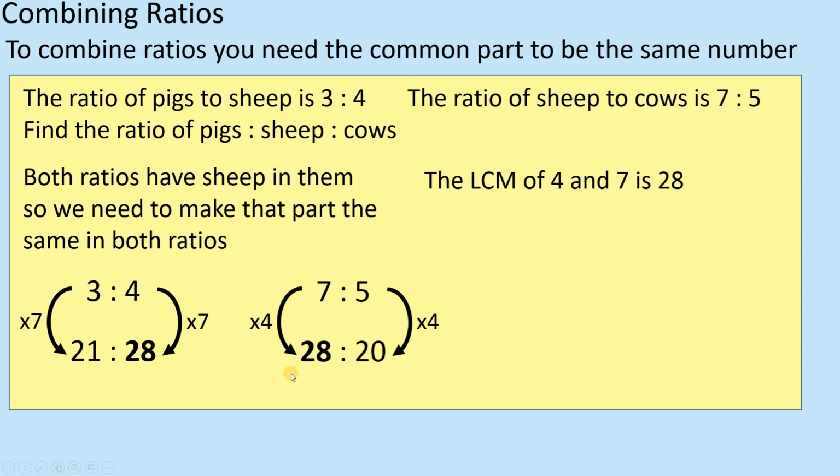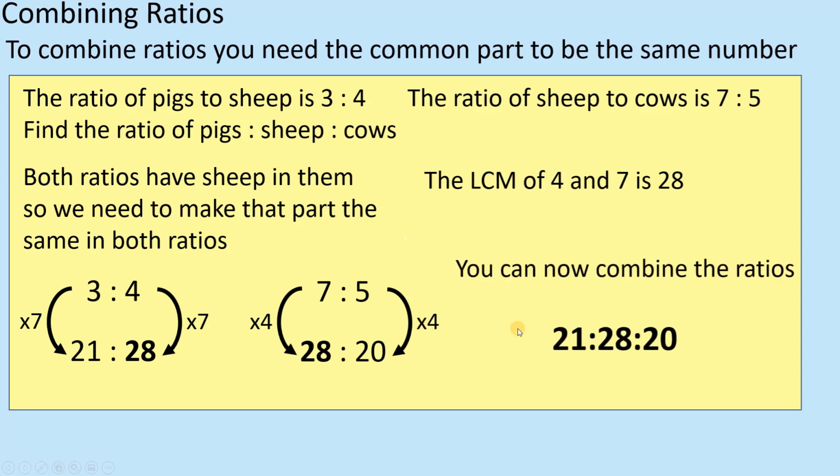Now these two are both the same, and both these two represent the sheep. So I can now write confidently that the ratio of pigs to sheep to cows is 21, 28 and 20. Because this is common in both, I can keep it the same. So I've got 28 and 20 and then 28 and 21. That's how you go about combining ratios.